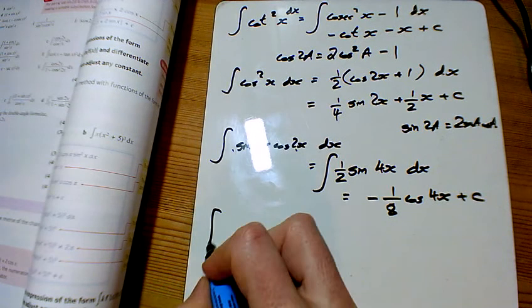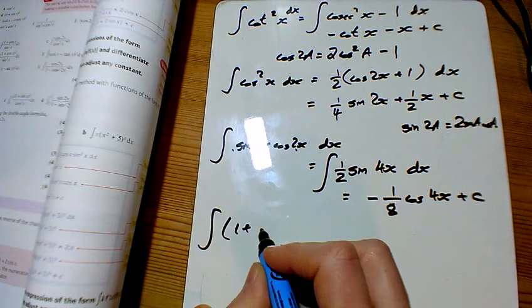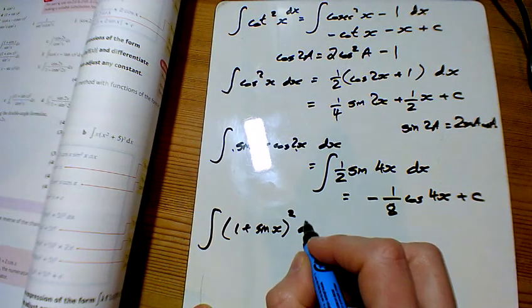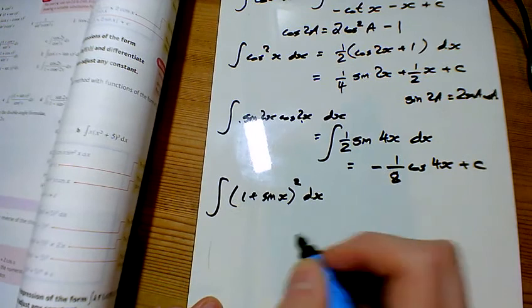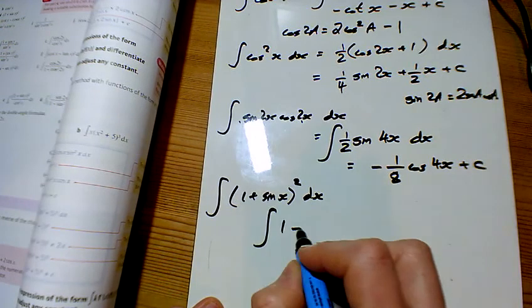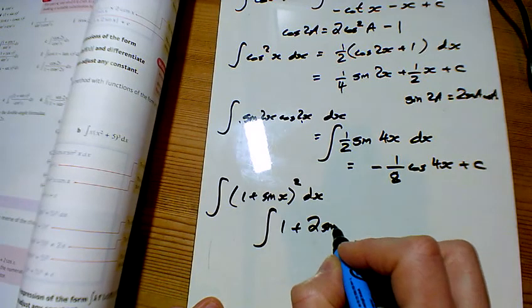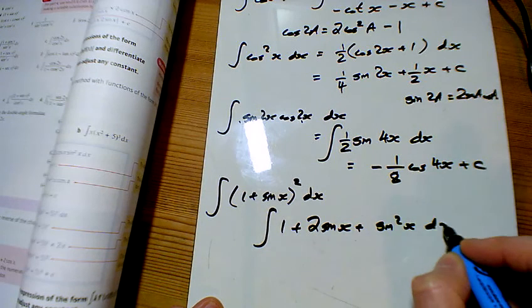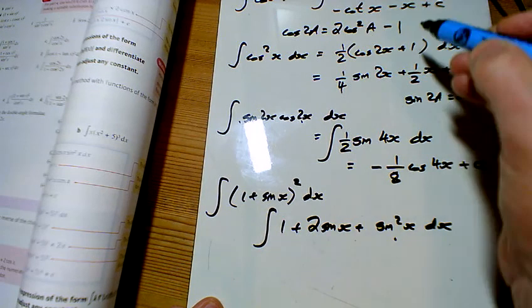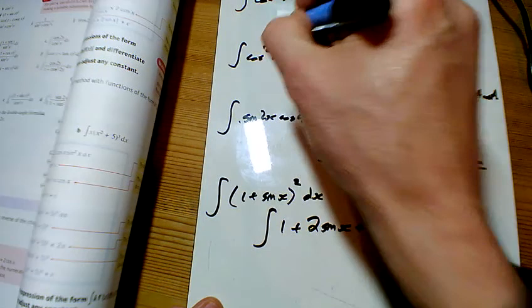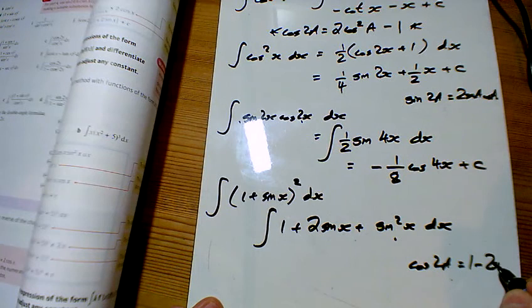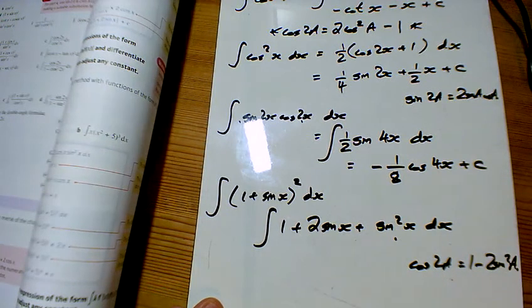Let's try and do d as well. So we've got 1 plus sine x all squared. So we'll just multiply that out to start with. So we've got 1 plus 2 sine x, and then we've got this sine squared x here. So this one we're going to do in a similar way to what we did up there. And remember that the cos 2a is also 1 minus 2 sine squared a.